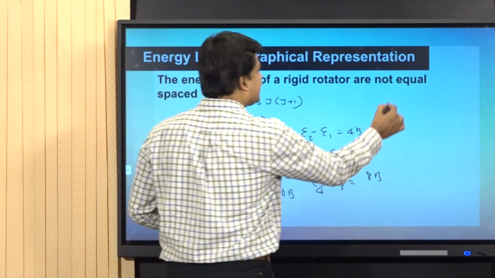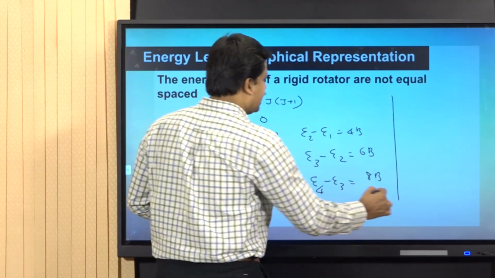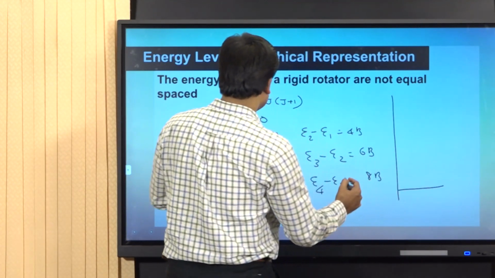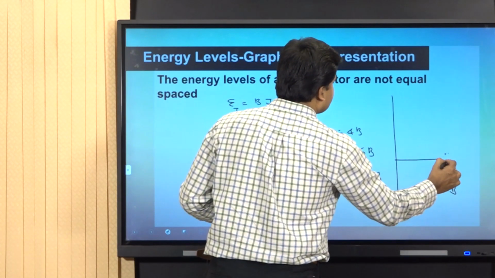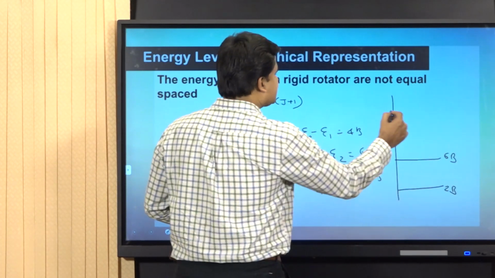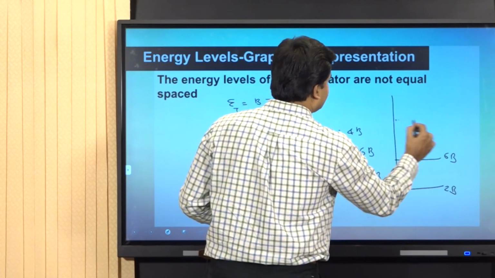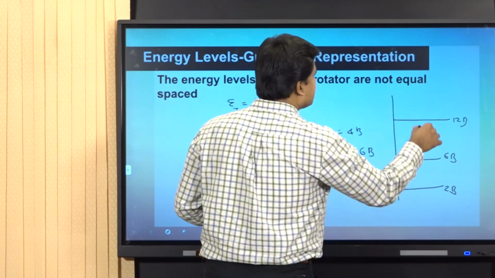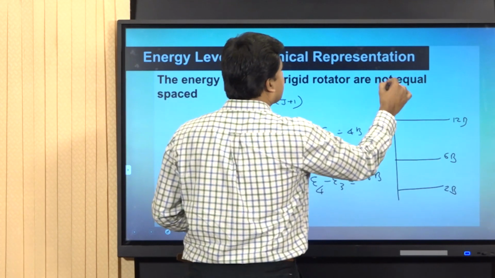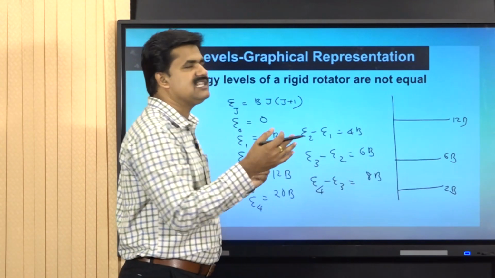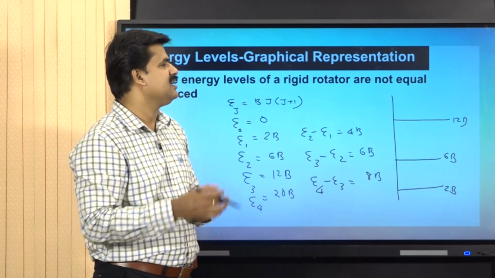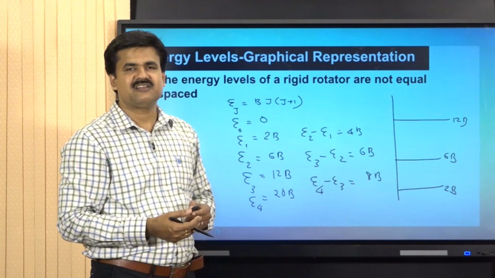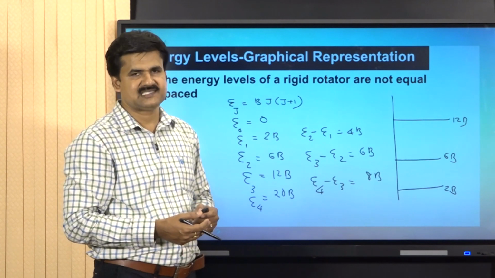This we can represent graphically like this. The first level that I can put is 2B. Then the next level I can put as 6B. Next level is 12B, and the spacing is not the same. The further level is 20B, like that. The spacing between two adjacent energy levels is not the same. That is, the rotational energy levels are not equispaced.